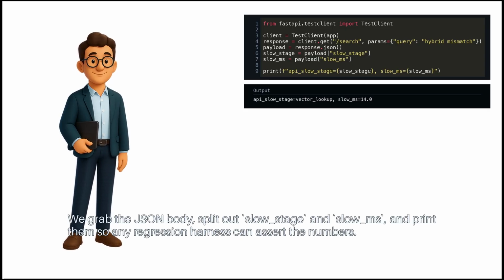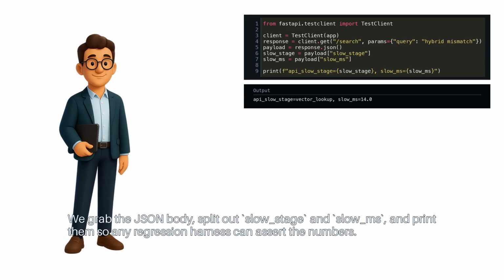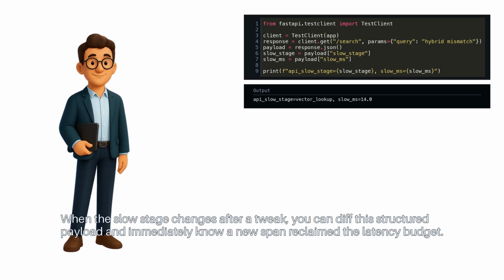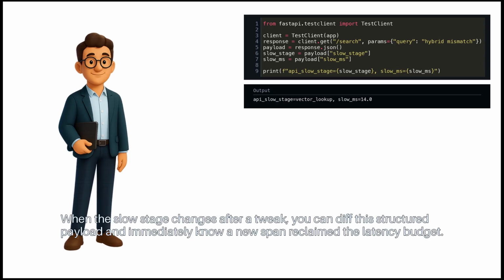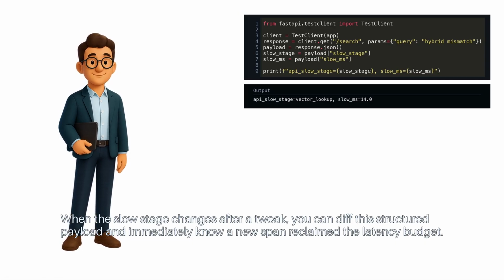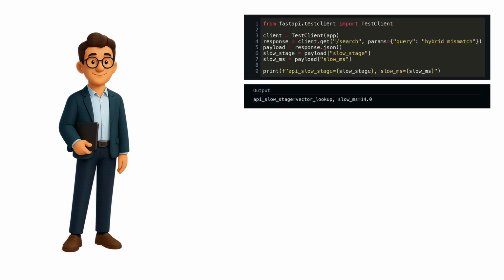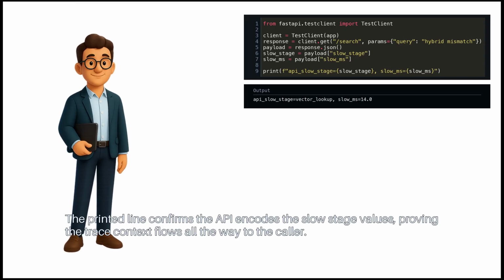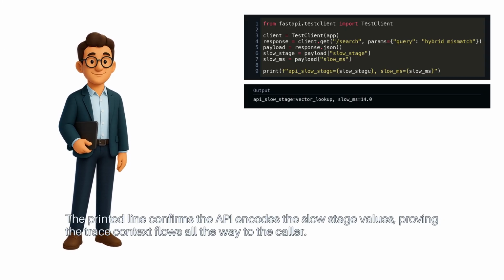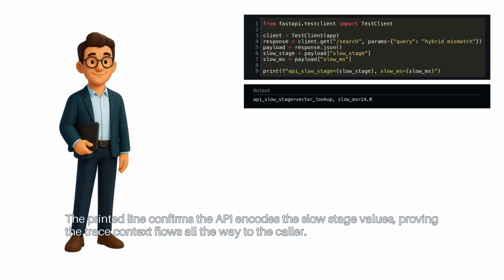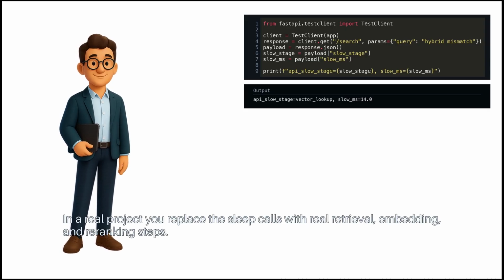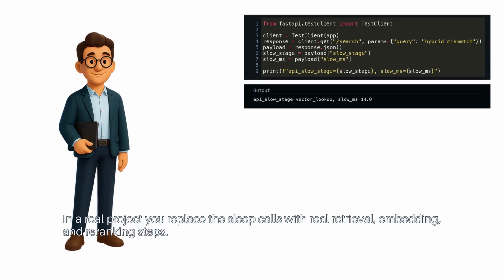We grab the JSON body, split out slow_stage and slow_ms, and print them so any regression harness can assert the numbers. When the slow stage changes after a tweak, you can diff this structured payload and immediately know a new span reclaimed the latency budget. The printed line confirms the API encodes the slow stage values, proving the trace context flows all the way to the caller. In a real project, you replace the sleep calls with real retrieval, embedding, and reranking steps.